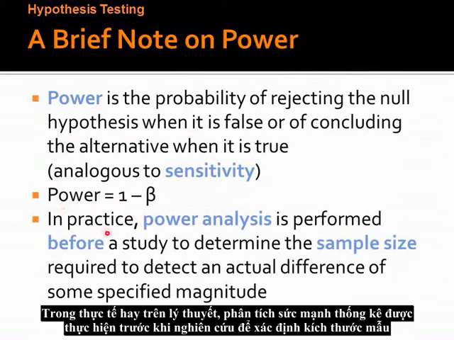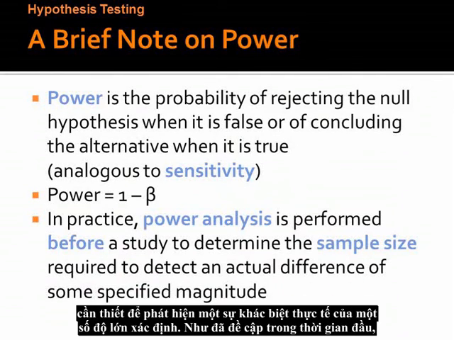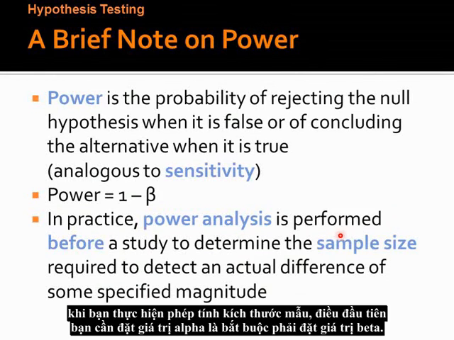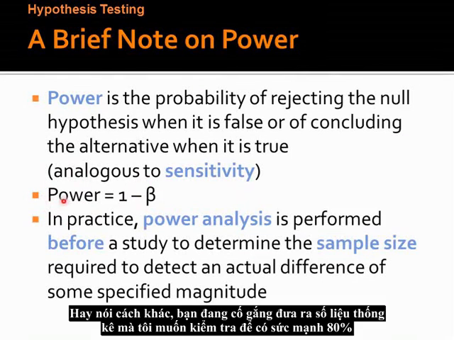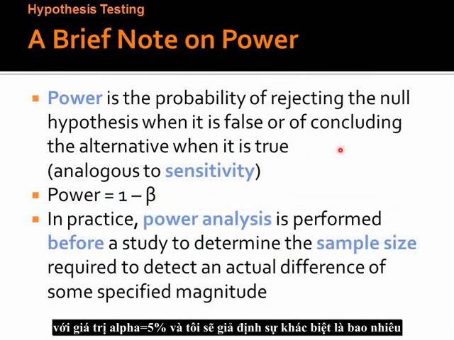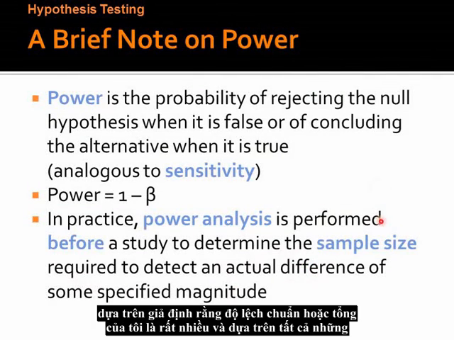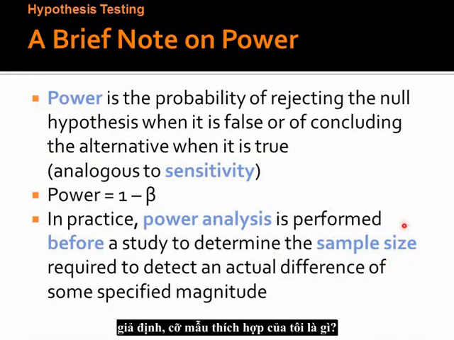In practice, or in theory anyway, a power analysis is performed before a study to determine the sample size required to detect an actual difference of some specified magnitude. As mentioned earlier, when you do a sample size calculation, you're first required to set alpha values, then you're required to set beta values. In other words, you say, I want my statistical test to have a power of 80% with an alpha value of 5%, and I'm going to assume a difference of so much, based on the assumption that the standard deviation of my population is so much and so forth. Based on all those assumptions, what is my appropriate sample size?